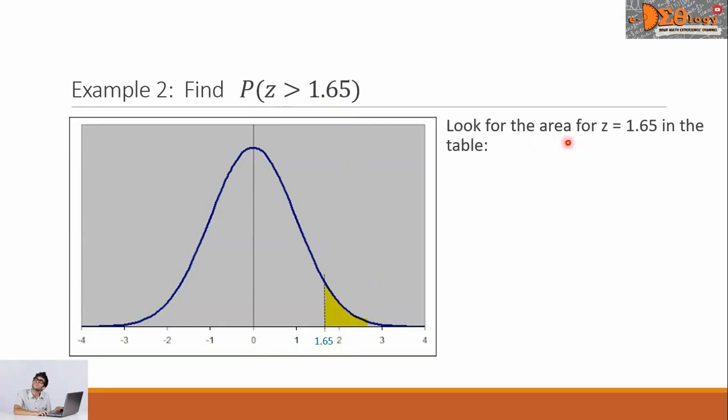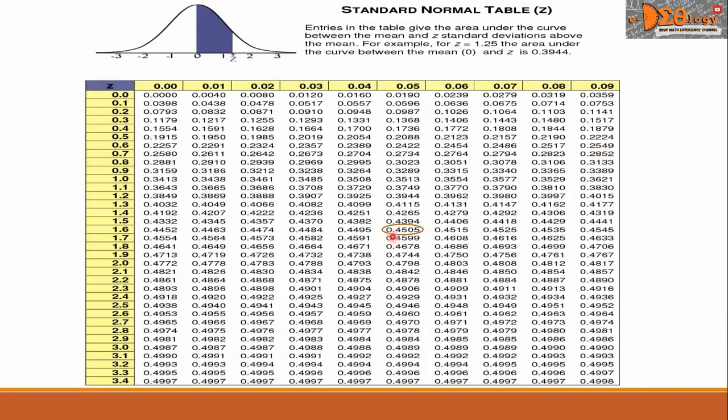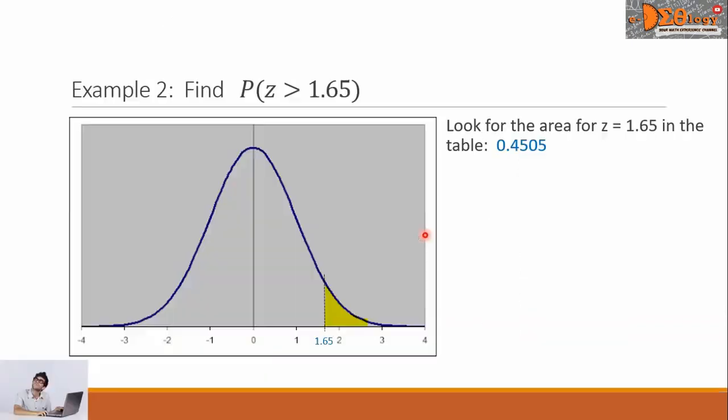Now let us look for the area for Z equals 1.65 in the table. And that value is here, 0.4505. We copy this value in here, and then we note that this area described from 0 up to 1.65. But we want the right tail area.